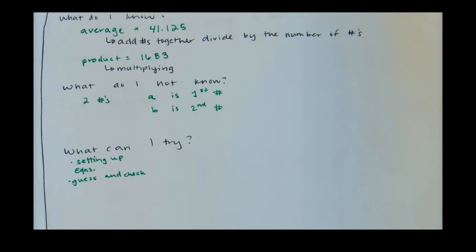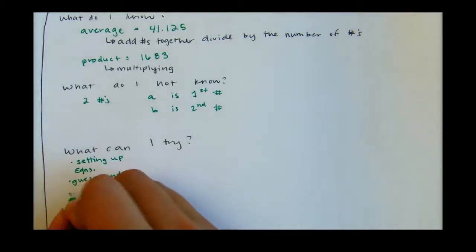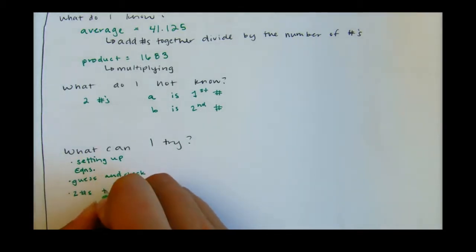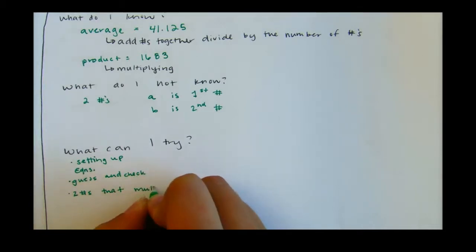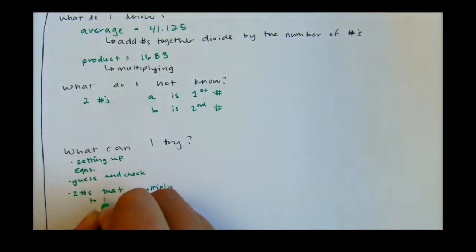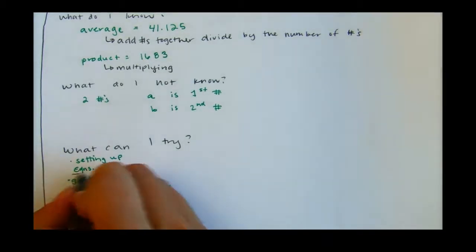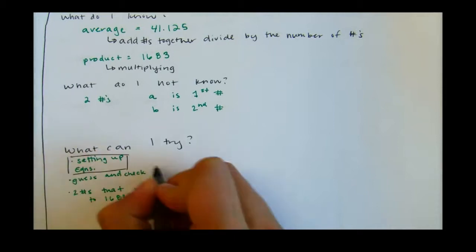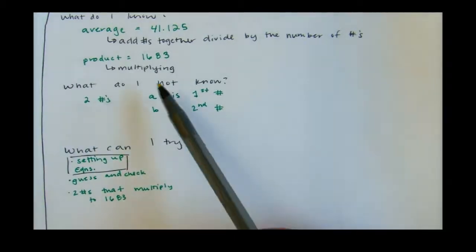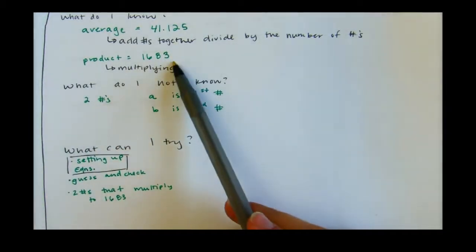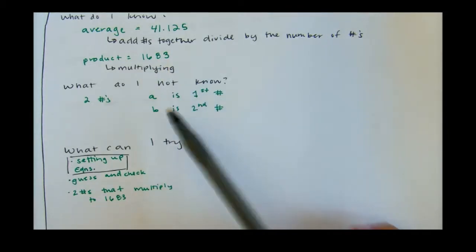I could try figuring out two numbers that multiply to 1,683. Maybe you came up with a couple different things that you could try. We're going to go with this first one, setting up equations. So I've got two pieces of information. I've got the average and I've got the product. And I've got my set of variables A and B.